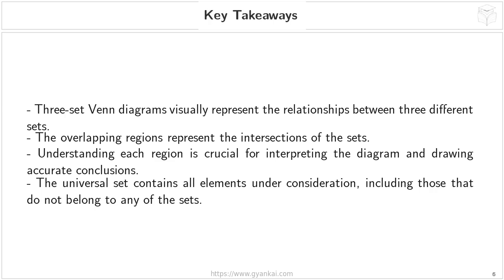The universal set contains all elements under consideration, including those that do not belong to any of the sets. Finally, let's not forget the rectangle surrounding the circles. That represents the universal set. Think of it as everything we're talking about in a given problem. It includes everything inside the circles, the elements that do belong to at least one of our sets, but also everything outside the circles, which represents elements that don't belong to any of the sets we're specifically looking at.